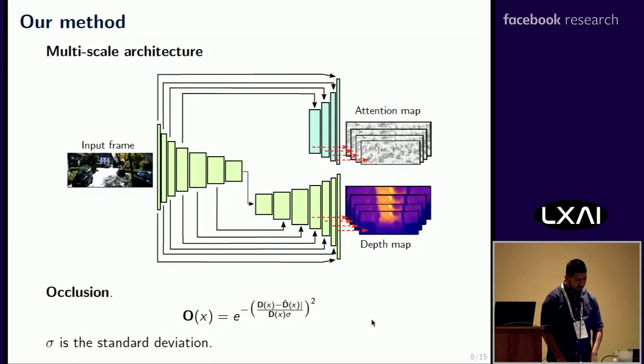So let's talk about the architecture. Actually, there is a multi-scale architecture, and we have skip connections between the layers of the attention decoder and the layers on the feature maps on the depth encoder. And our method will produce an attention map for every scale of the input. In this case, we work with 4 scales.